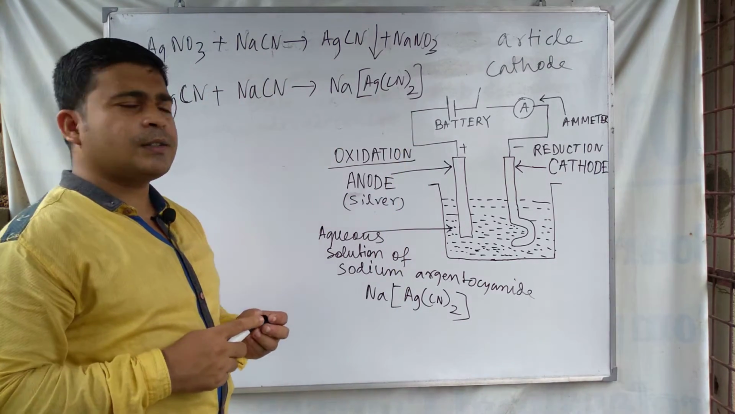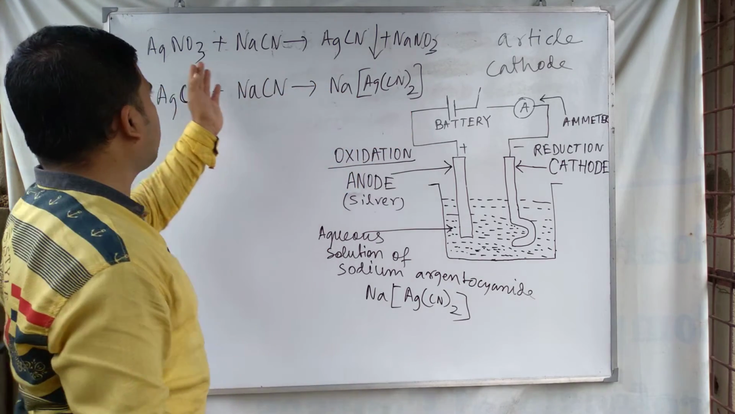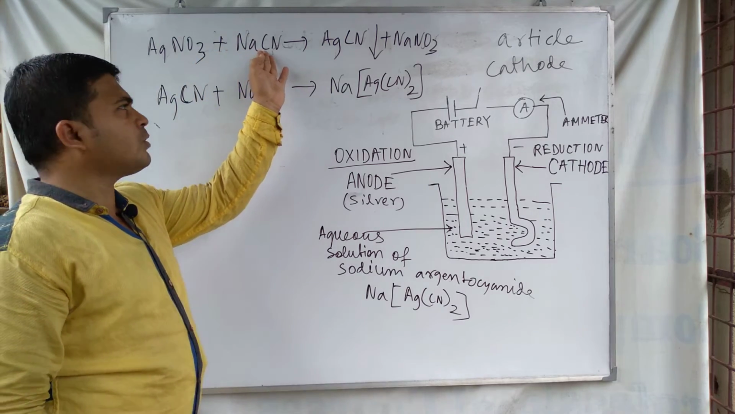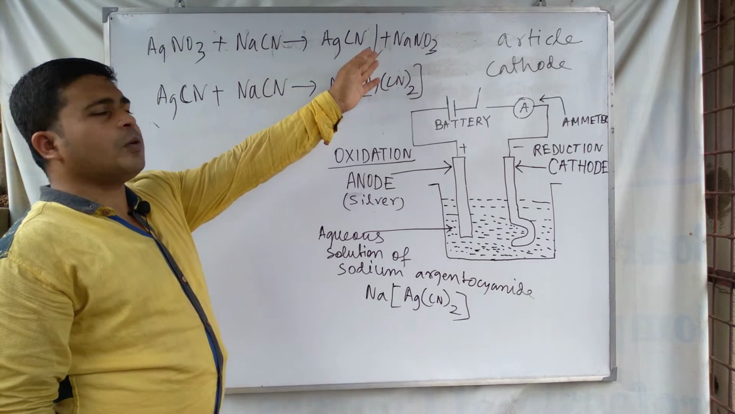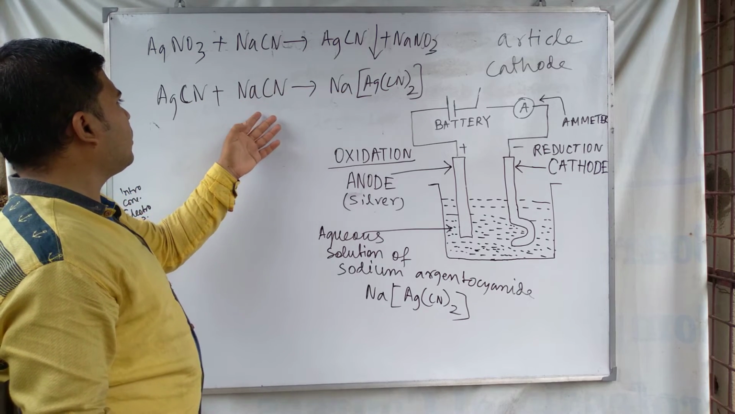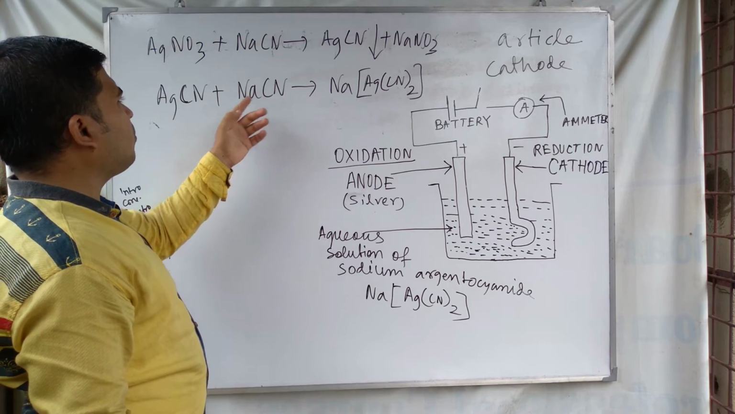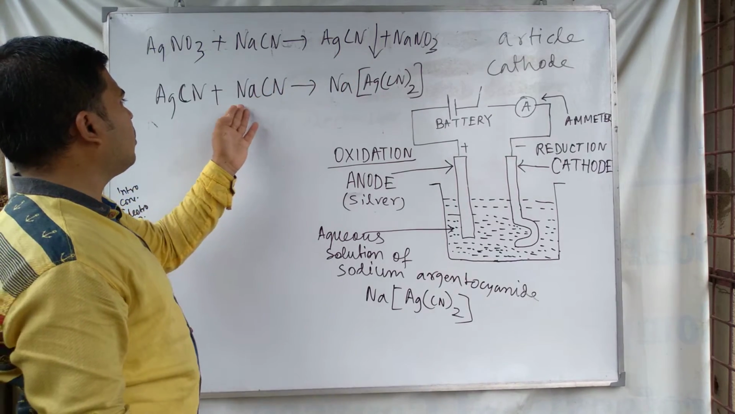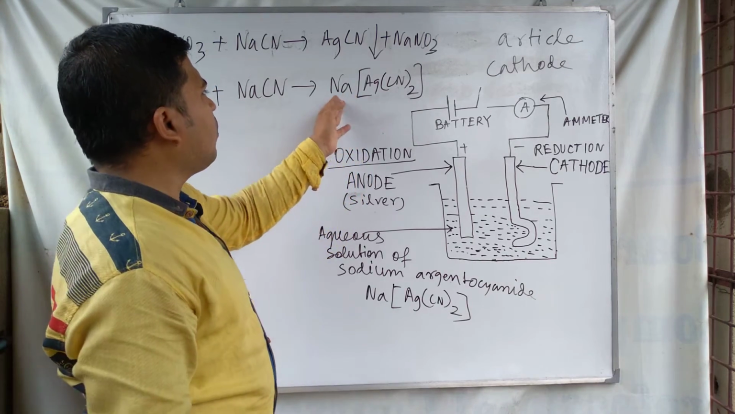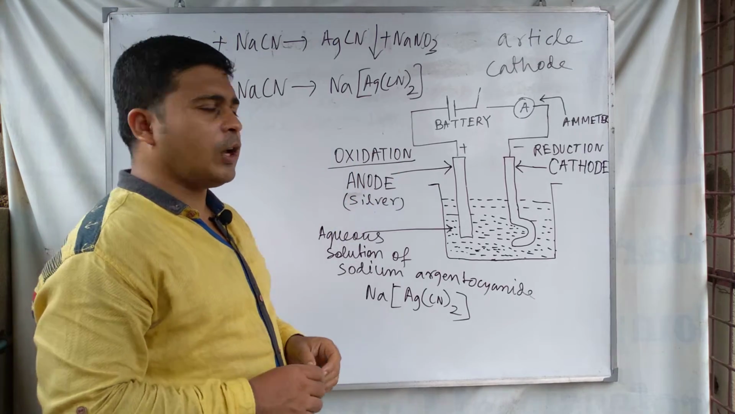So you can understand how sodium argentocyanide is prepared. Sodium argentocyanide is prepared from silver nitrate solution and sodium cyanide solution. A precipitate of silver cyanide is formed, along with sodium nitrate, and by dissolving the silver cyanide precipitate in sodium cyanide solution, a substance is formed: sodium argentocyanide. This one is used as electrolyte.